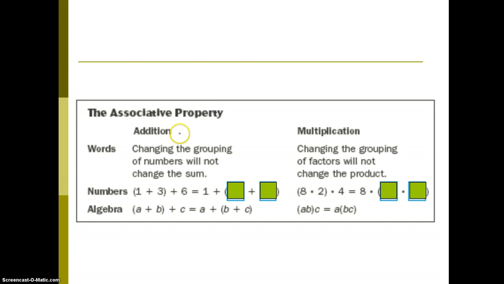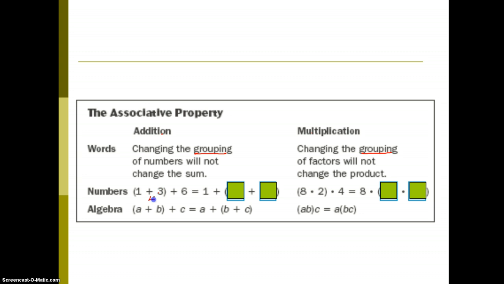The associative property is for addition and multiplication. And what it says is that when you change the grouping of numbers, it will not change the sum. And again, same thing, when you change the grouping of the factors, it will not change the product. That means I could put parentheses, and the parentheses, you would always do those operations first, around other numbers when I'm adding all the numbers or when I'm multiplying all the numbers, and it will not change the answer.